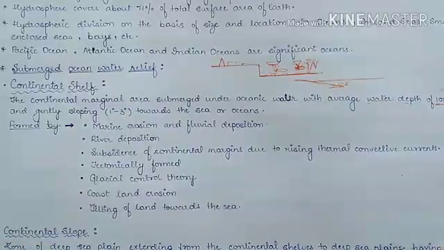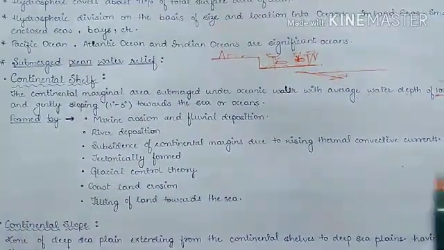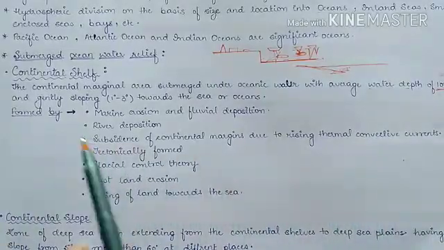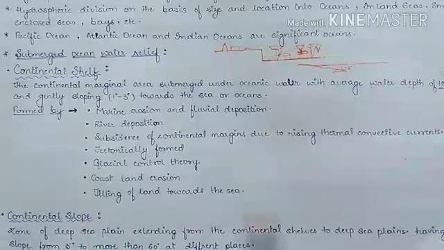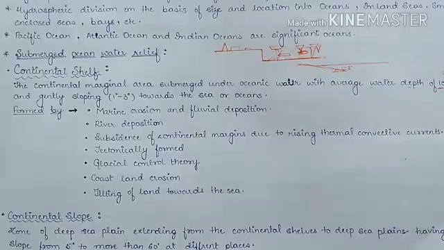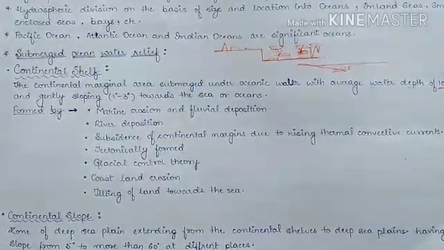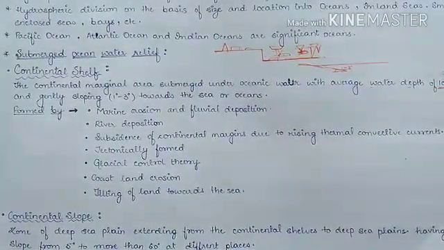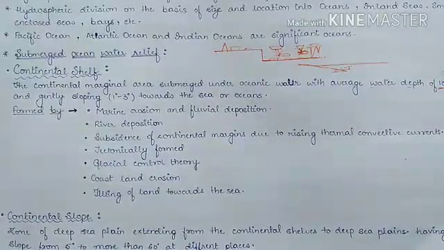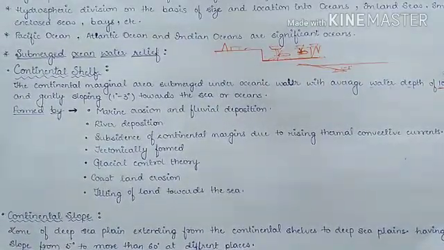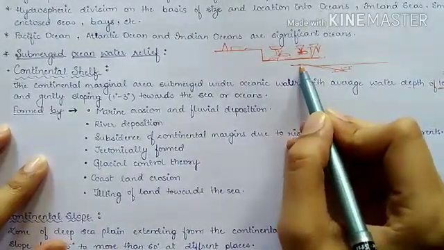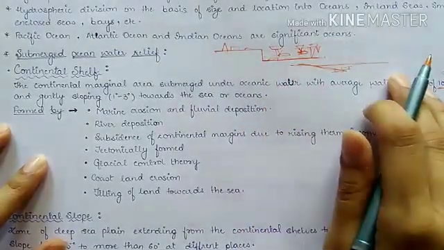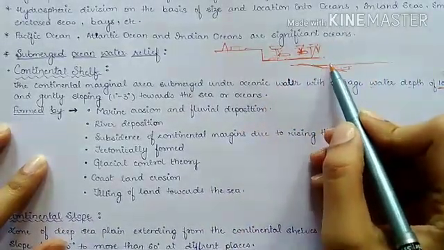Now we have various theories which tell us about the origin of continental shelves. The first theory is marine erosion and fluvial deposit. In marine erosion and fluvial deposit, we can see that continental shelves are basically an extended form of the continental platform. This is our continental platform, and this continental platform is extended towards the sea, and this is what is known as the continental shelf.